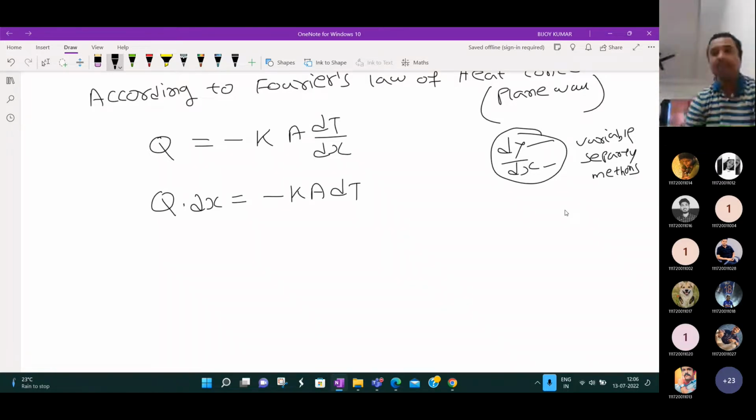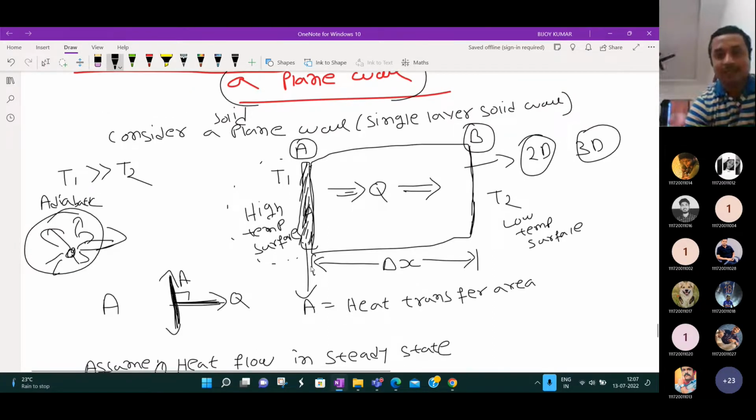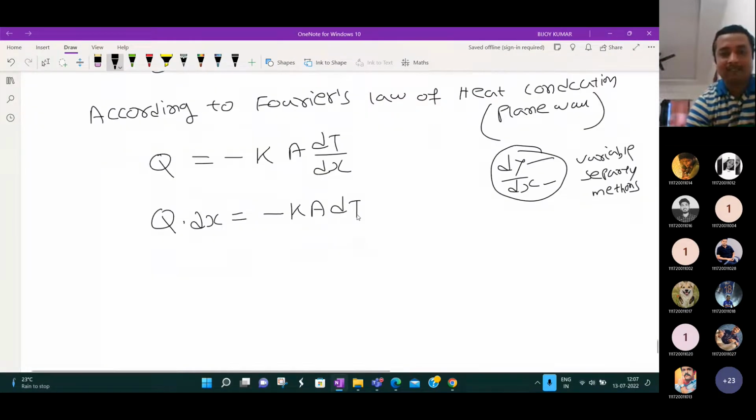If not, then kindly listen. The differential equation is there, so we need to solve it. First we go for variable separation, which means we separate the variables. In differentiation, dy by dx means y and x are variables, the change in y with respect to change in x. Here it is the change in temperature with respect to change in x. Here you can see the area is constant, k is constant, heat flow is also constant because it is a steady state. So the only variables are dT and dx.